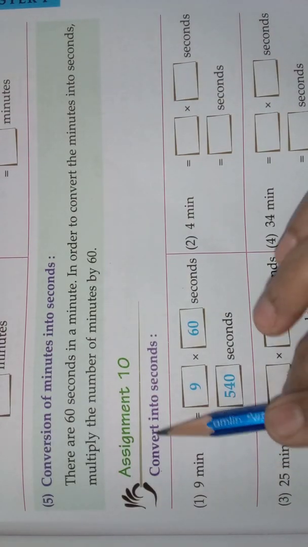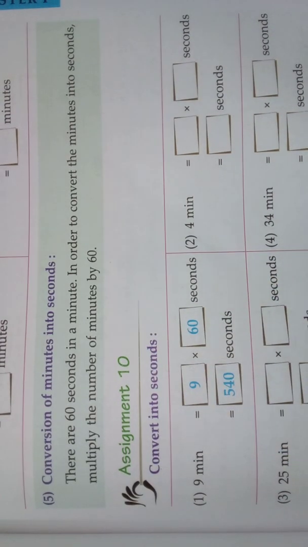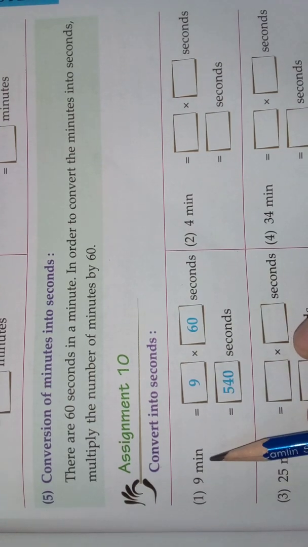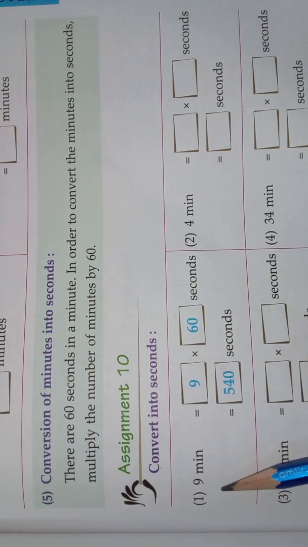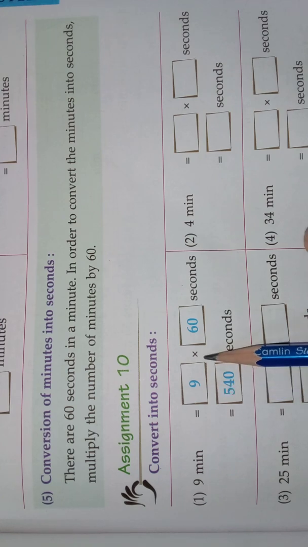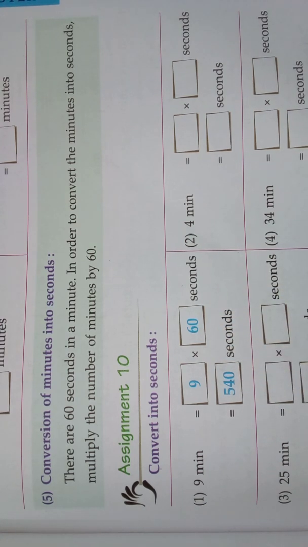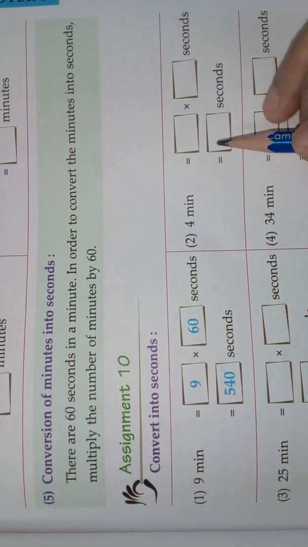Come, we will see Assignment 10. Convert into seconds. 9 minutes. 1 minute is equal to 60 seconds. So, 9 minutes is equal to 9 into 60 seconds. That is 540 seconds. Okay, children. Come, we will go to the next sum.